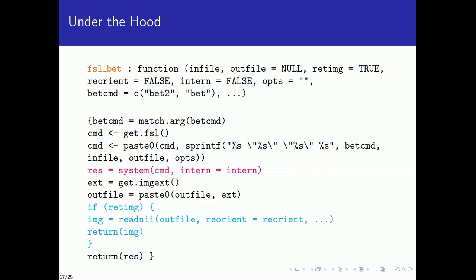Then it does the command get FSL, which just gives it the path to where FSL is. Then this command right here pastes together a couple of things from your input, as well as where FSL is, to create the command that we want to send to FSL. And this thing in pink right here is really what's happening, and it's just a system command. So it's sending that to FSL. And then if we want to return the image, it writes the image to a file first, then reads it back in and returns it within R. So any questions on that? Did I explain that okay?